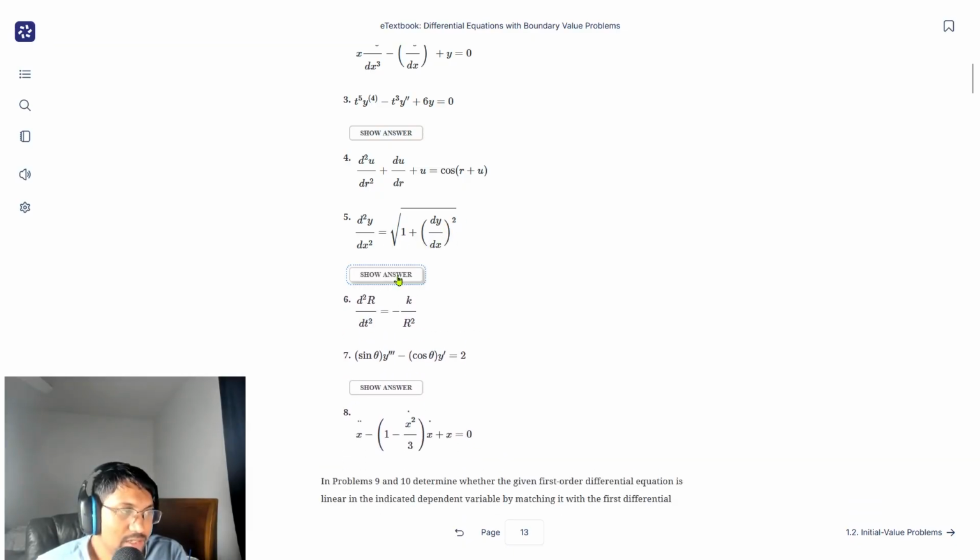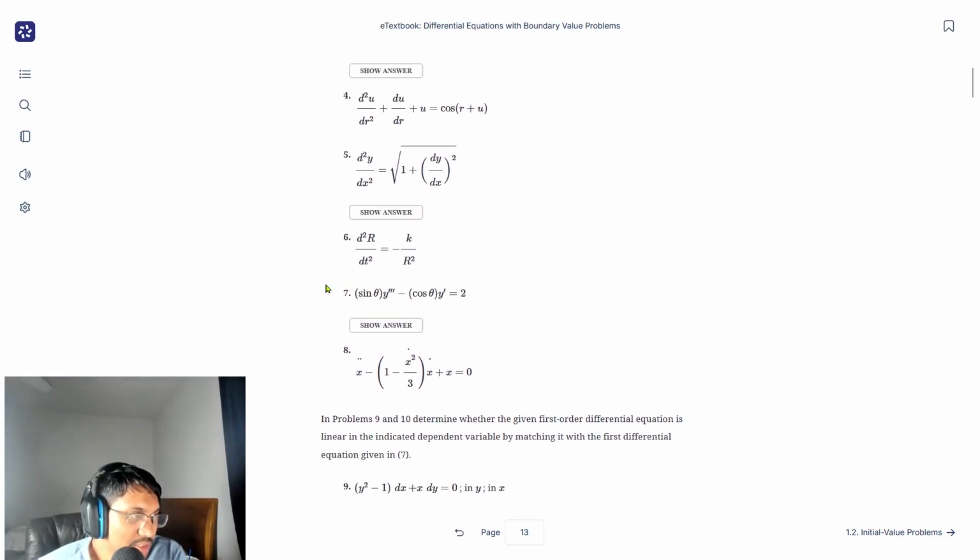And I think another thing that might come to mind, you look at this and you say, well, what if the 2 wasn't there, right? What if it was just 1 plus dy dx all square rooted, right? And because of the square root, because the 1 plus is under that square root, then we would actually say that that also does violate the linearity.